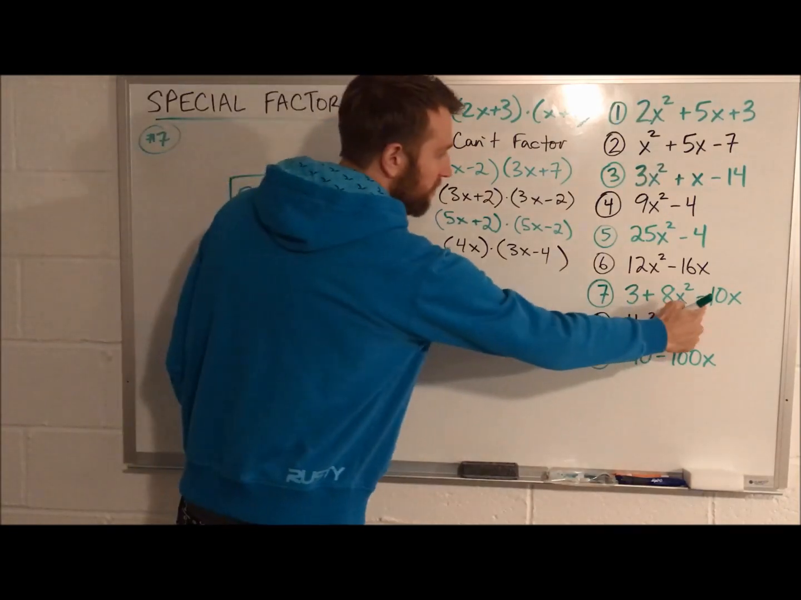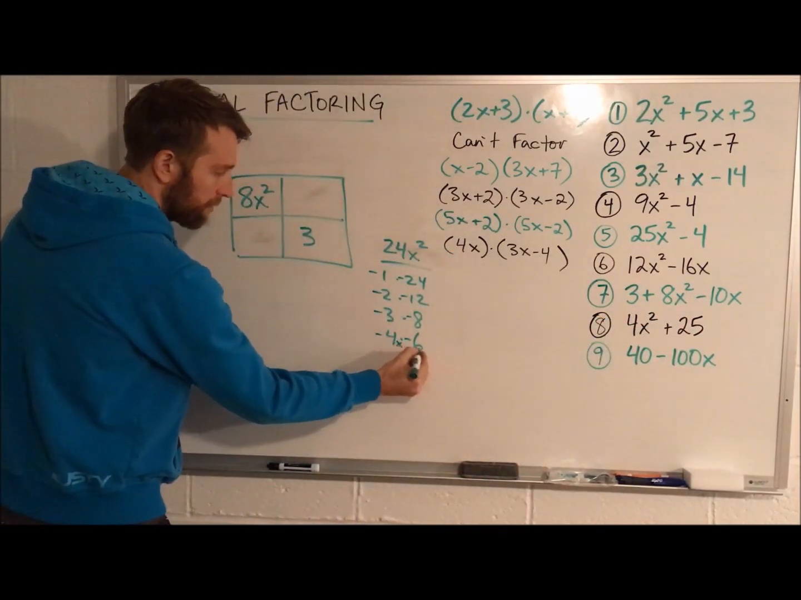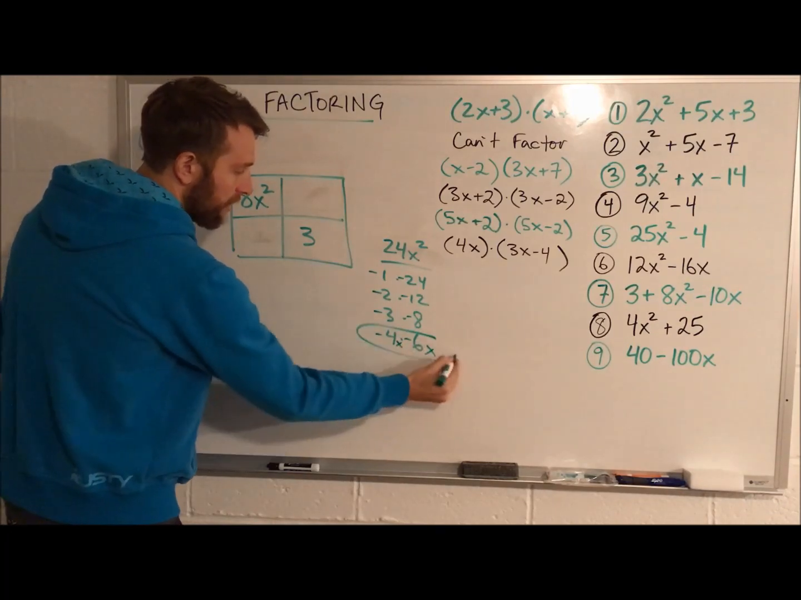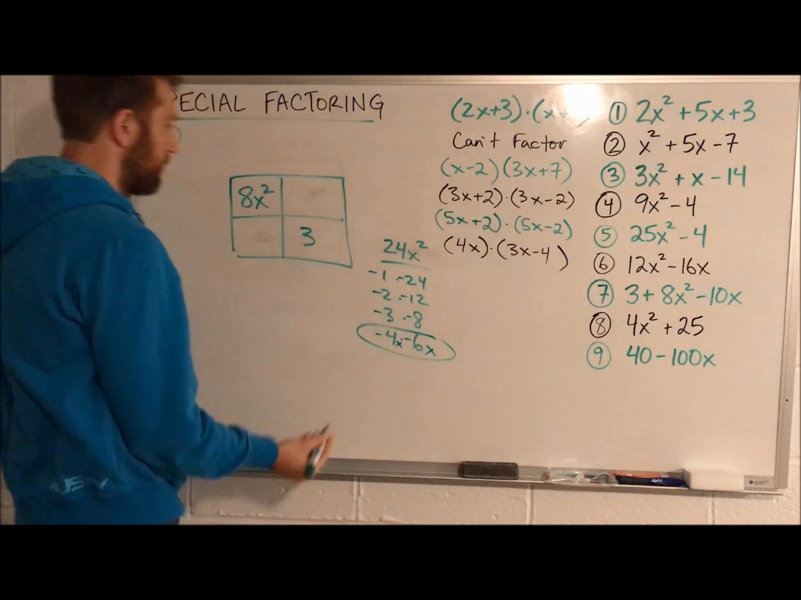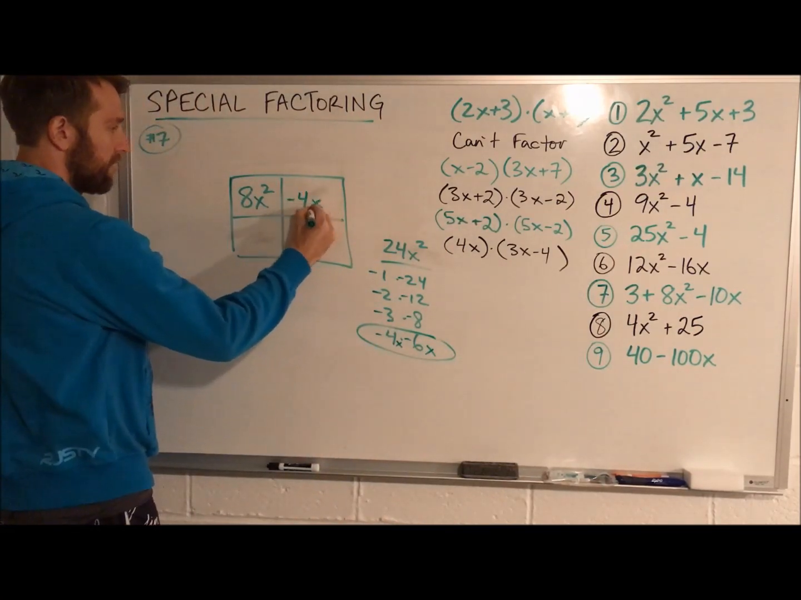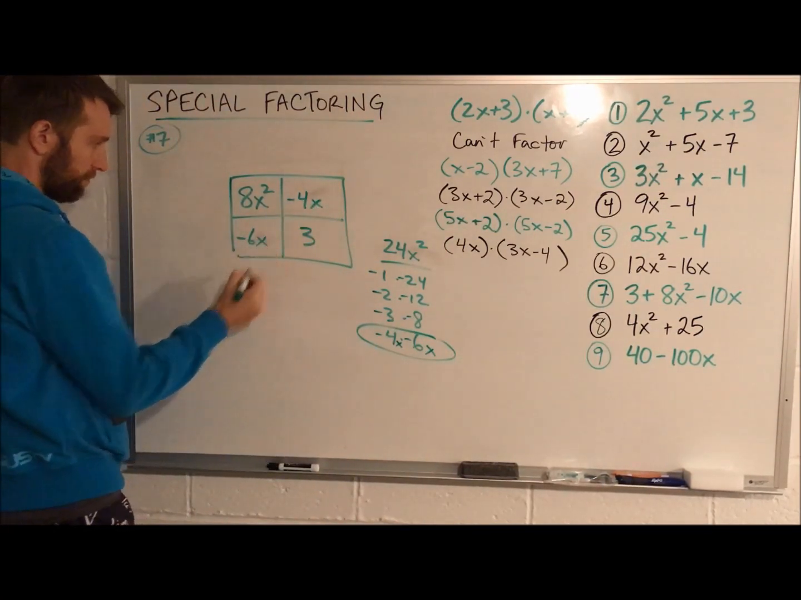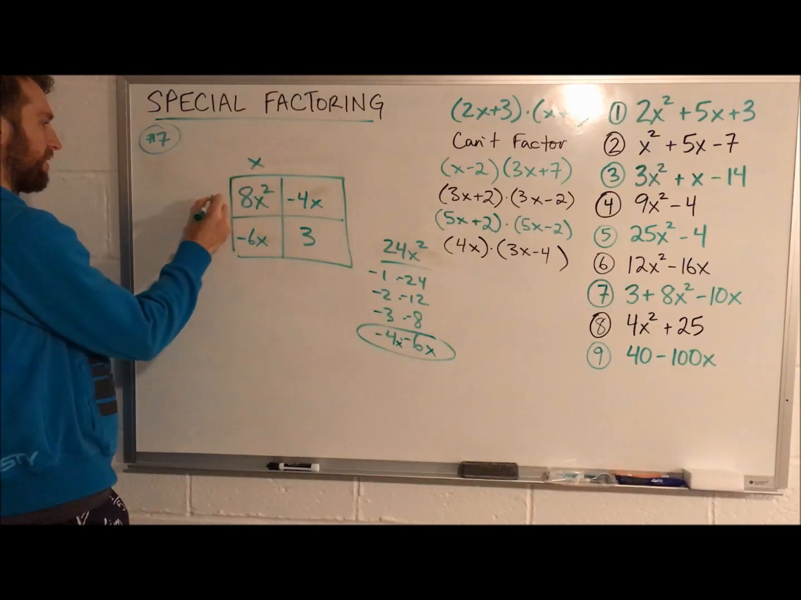Do we see negative 10x's? I see them right here at the bottom. Negative 4x's and negative 6x's will give me negative 10x's. So I'm going to put negative 4x's. I'm going to put negative 6x's. X squared is made up of x times x.